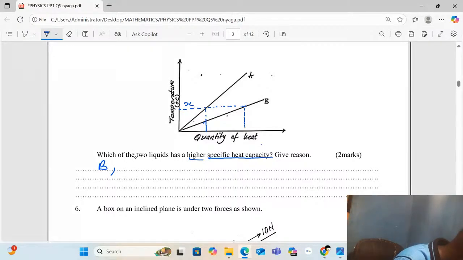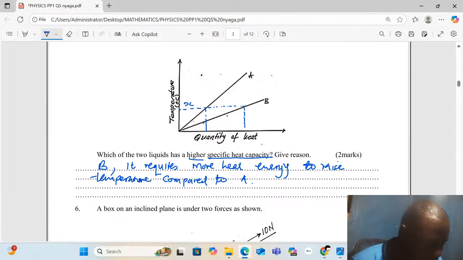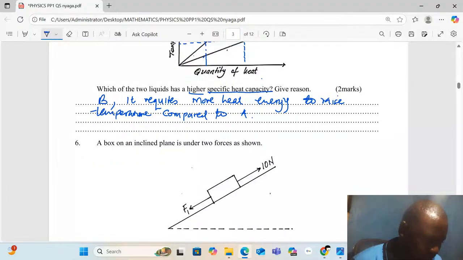Then you can say that it requires more heat energy to raise temperature compared to A. So that is the comparison that we have done there.